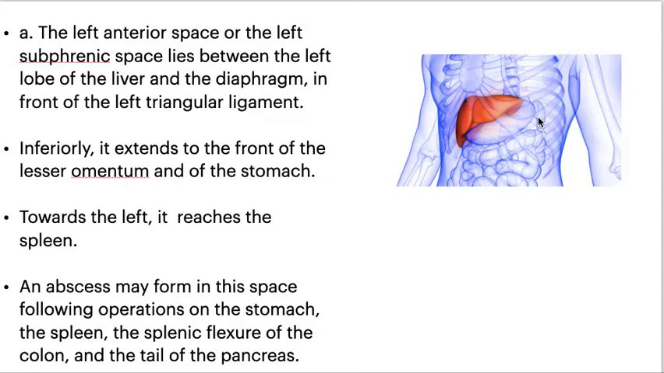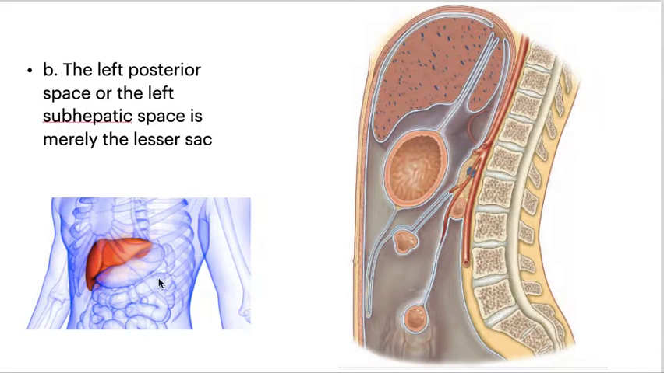On the left side, it reaches the spleen. So an abscess may form in this space following operations on the stomach, the spleen, or the splenic flexure of the colon, also the tail of the pancreas. Now, the left posterior space, posterior to this, is the left subhepatic space, which is nothing but the lesser sac. As you can see, left posteriorly placed, it is the subhepatic space or just the lesser sac.